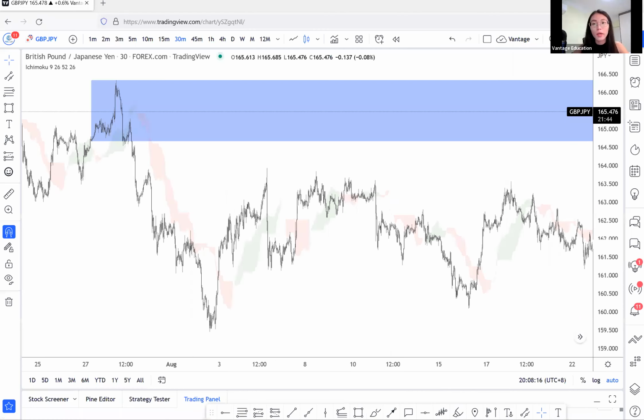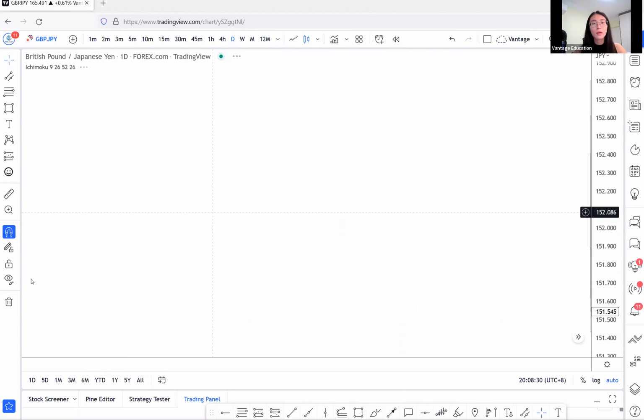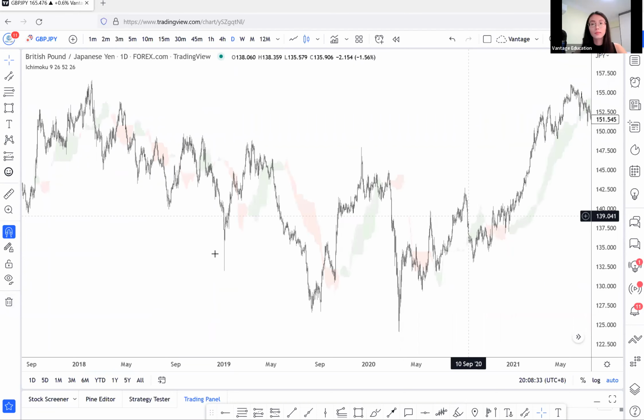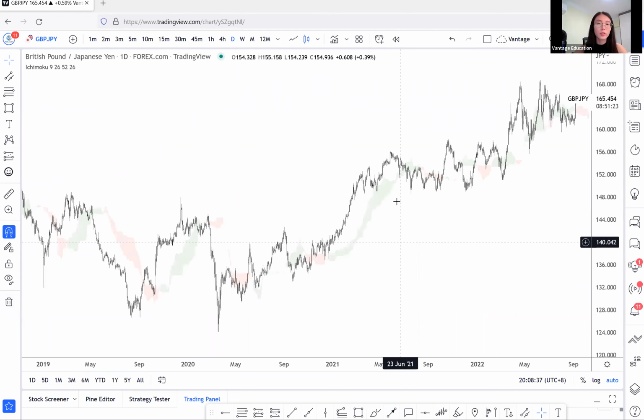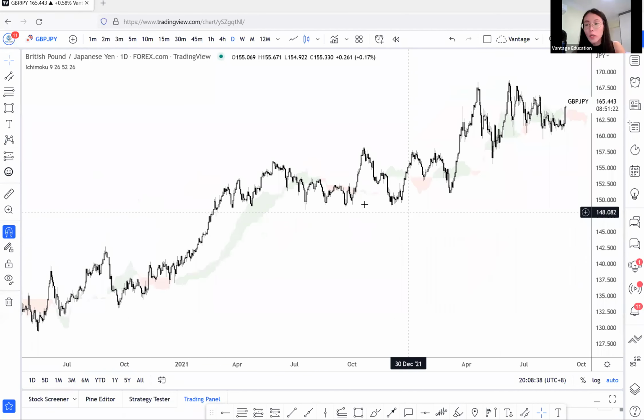Okay, so let's take a look at pound yen for a start. As always, we want to start from the higher time frame. So I'll start from the daily time frame on pound yen. Let me just remove all of this marking. Over here, we just want to focus on the most recent development.